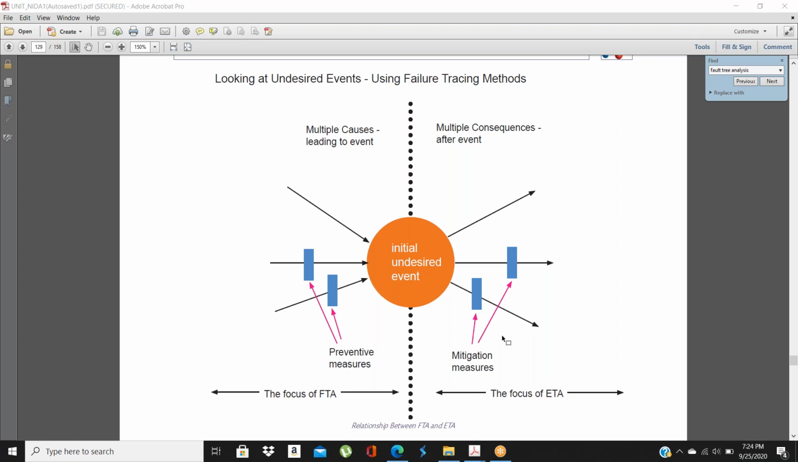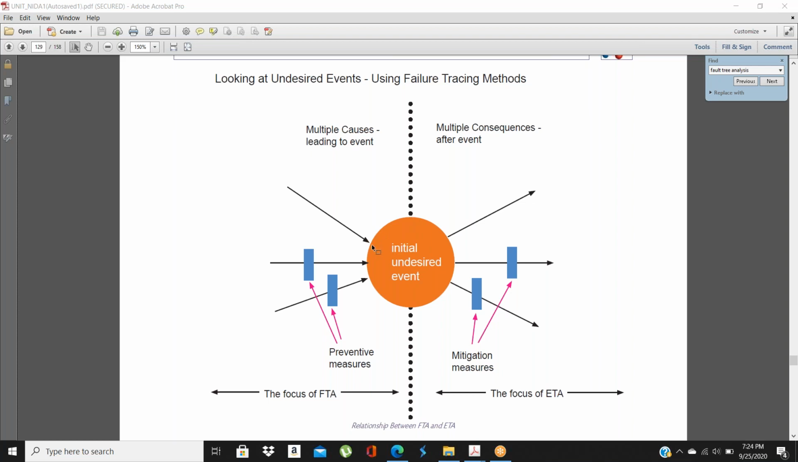Okay, it's clear, Ishfaq bhai? Yes, it is clear. However, we can use these separately, or we can use them combined. If we investigate one event, and we want to know only the causes of that event, we use only the fault tree analysis, or we can use the event tree analysis as well.